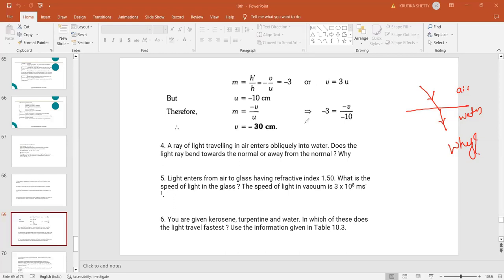So here, a ray of light traveling in air enters obliquely into water. That means it is passing from the rarer medium into the denser medium. So rarer to denser is one case, and the other case is denser to rarer. So now, Panchmi, your answer is the same.